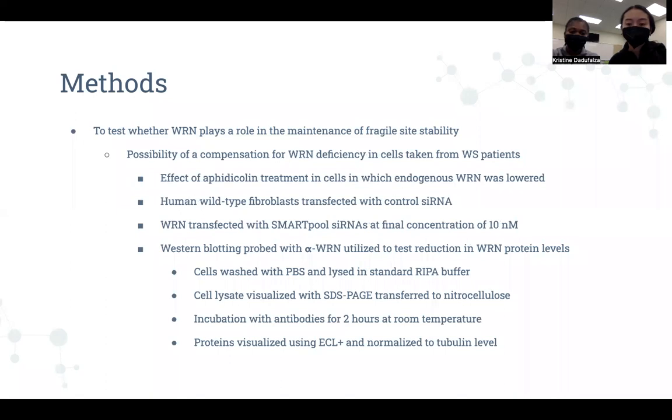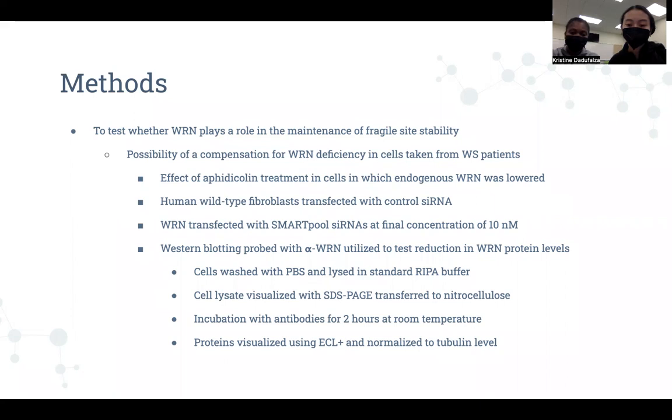In addition, due to the possibility of a compensation for WRN deficiency in cells taken from Werner syndrome patients, researchers examined the effect of acetylcholine treatment in cells in which endogenous WRN was lowered. Human wild-type fibroblasts were transfected with control small interfering RNA. WRN was transfected with SMARTpool small interfering RNAs at the final concentration of 10 nanomolar. Transfection was performed using HiPerFect reagent.